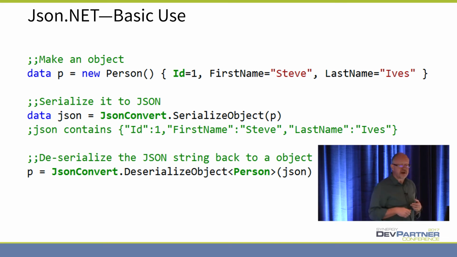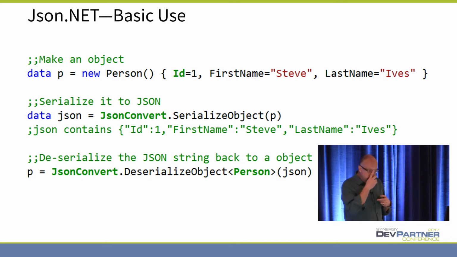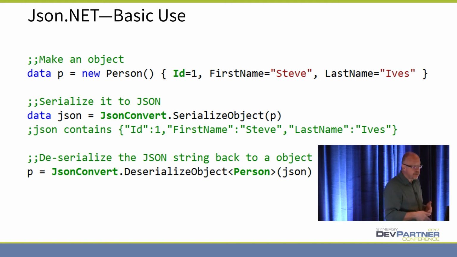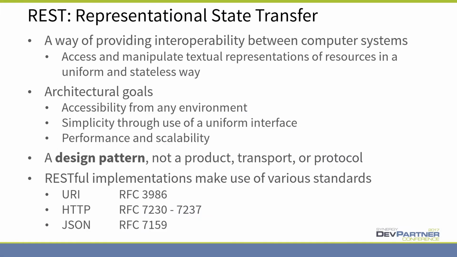And the line of code at the bottom is going in the opposite direction. So again, we're using Newtonsoft's DeserializeObject. It's a generic method that accepts the type of person. So you say, please deserialize this JSON string to an object of type person, and P comes back as an object. So that's generally how you deal with JSON in code, certainly in the .NET world.